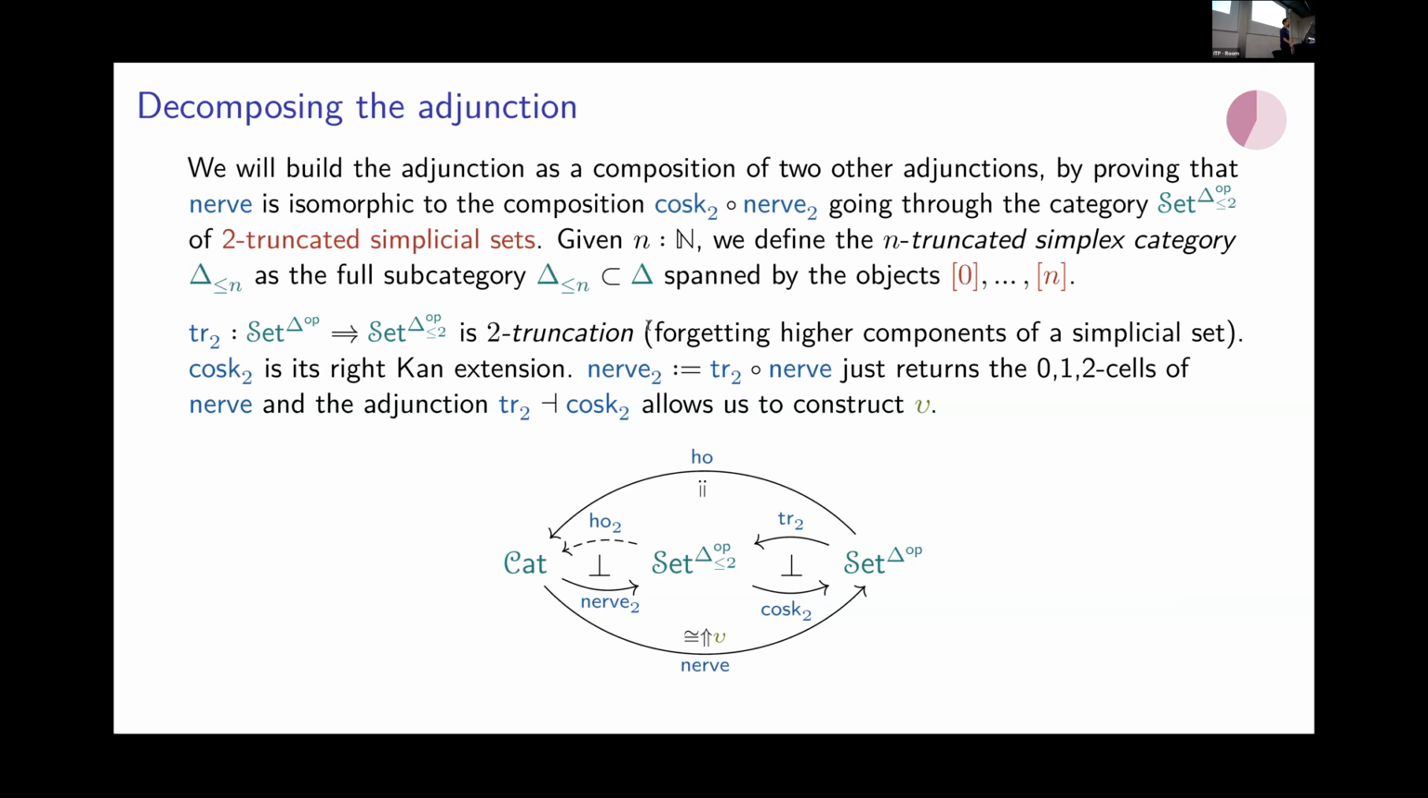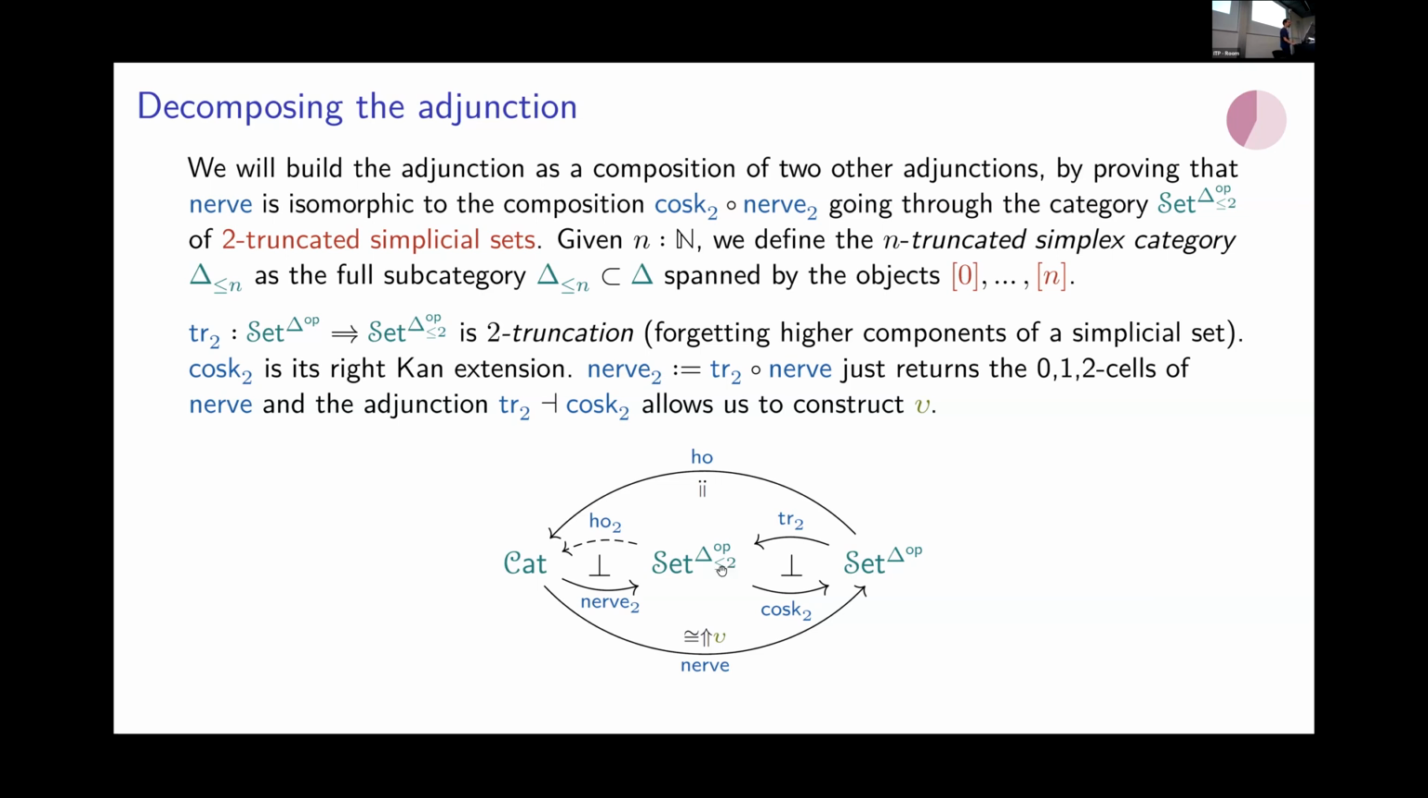This is simplicial sets. That is to say, these are functors from delta op to set. And so we're going to introduce delta less equal 2. That is the subcategory of the simplex category where we just take 0, 1, and 2. So it has all monotone functions between these sets 0, 1, and 2.